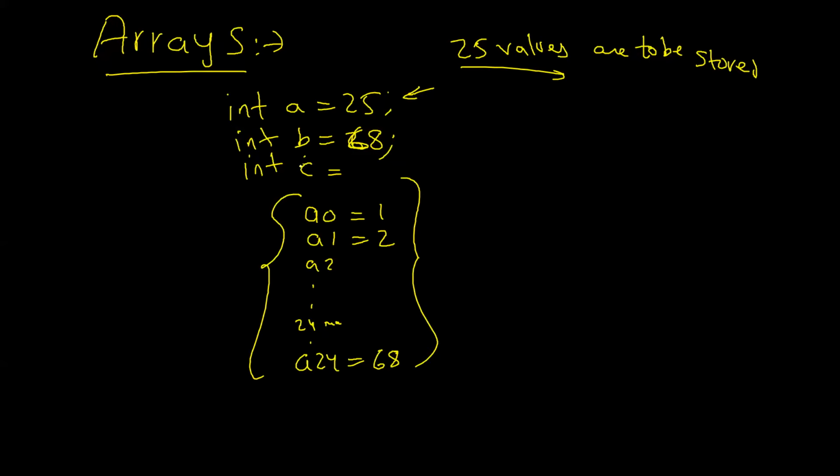Correct. So this is how you're supposed to do this thing. Okay, a0, a1, a2, a3, a4, but it's not practically possible for you to write everything, right? Write all the number of variables, because you don't know what the number of values is.